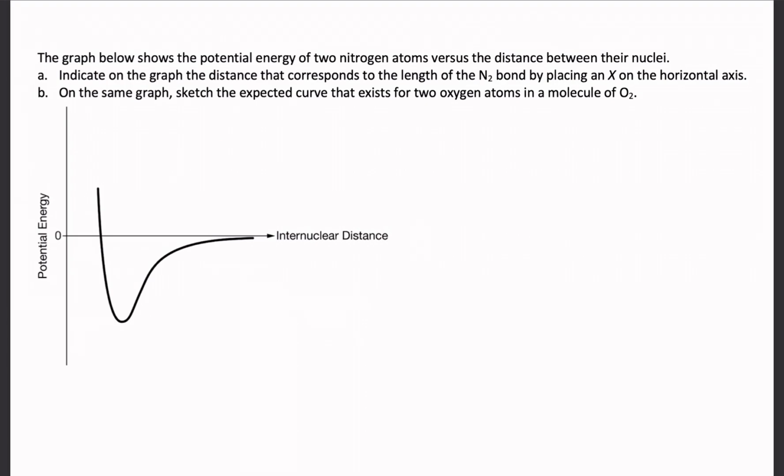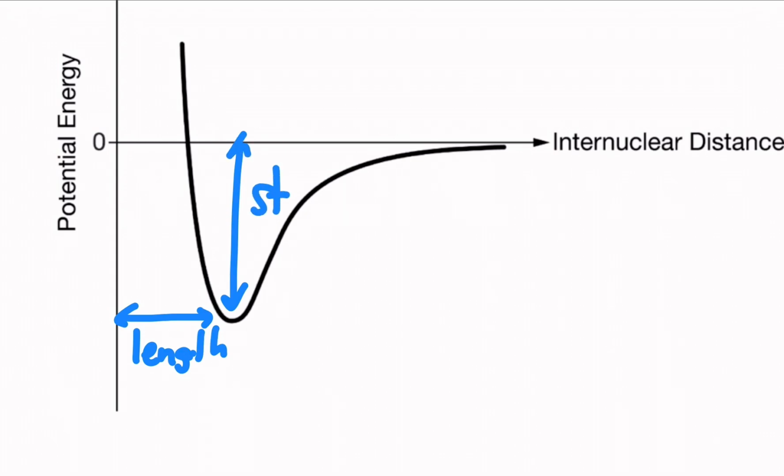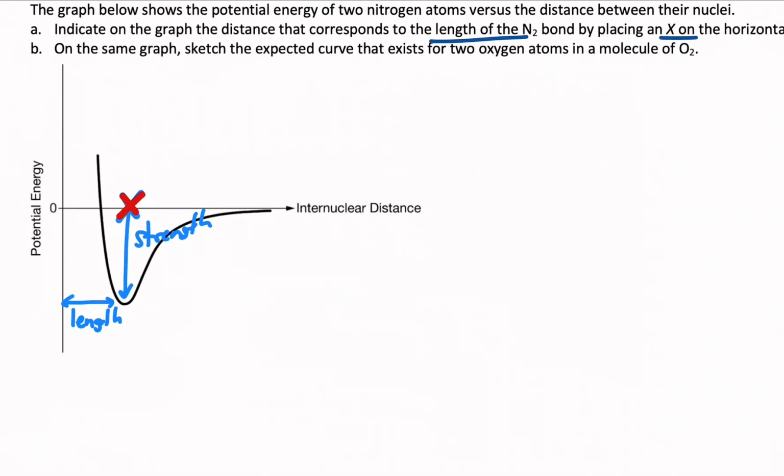Indicate on the graph below the point that corresponds to the length of the N2 bond by placing an X on the horizontal axis. So this is a common graph you might see that shows bond length and bond strength. Those are the two things that we see, and it's all about where that dip, where that trough exists. So if I have to put an X on the graph, on the horizontal axis, it'd be right there above that trough.